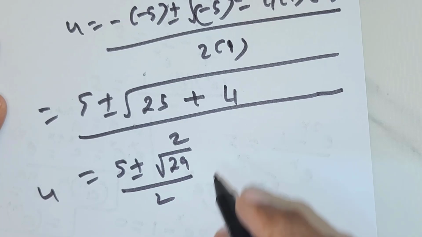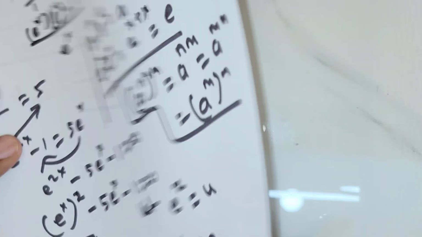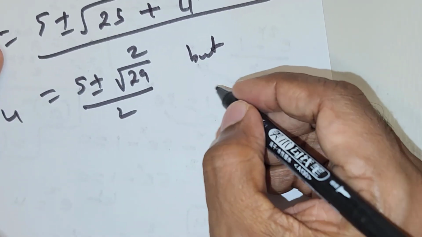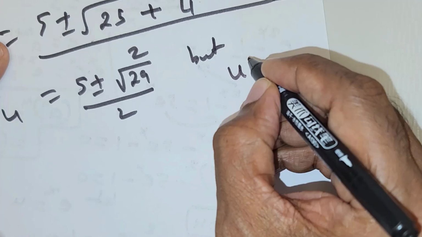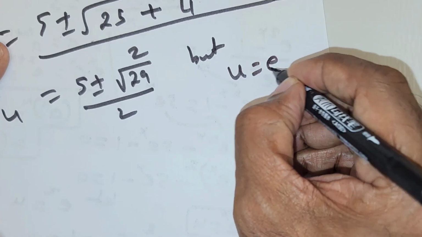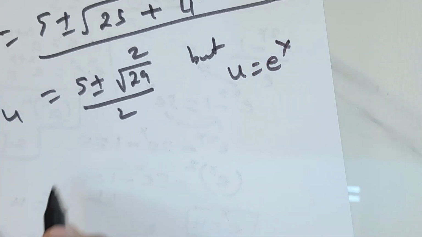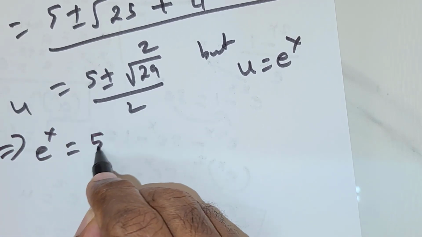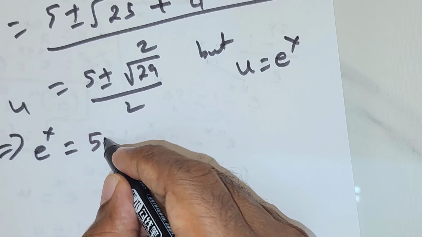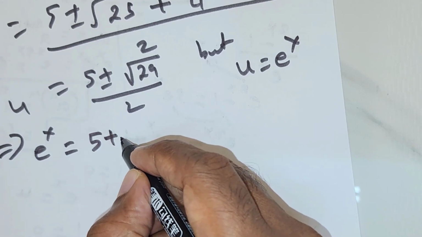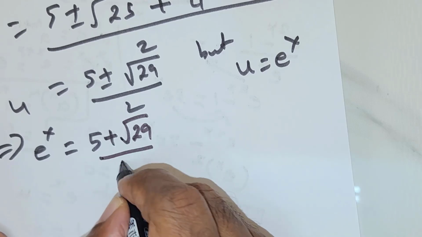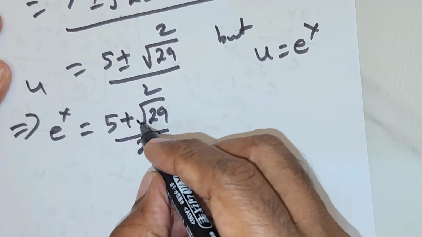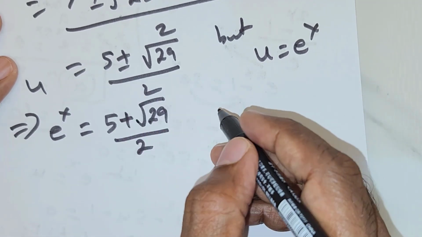Now this is my u, but if you remember, we have taken u as e^x. So u is nothing but e^x. So write that down. This means e^x is equal to, I'm going to be taking one root, (5 + √29)/2. I'm going to take it for one root. Subsequently you can also follow the same pattern for the negative.